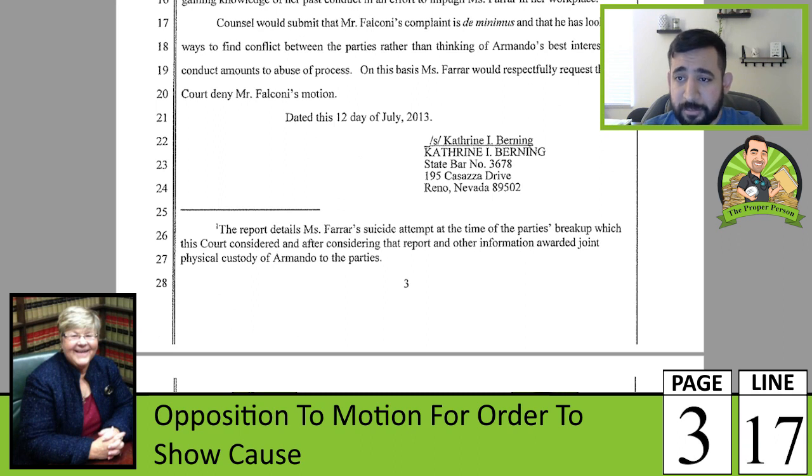Counsel would submit my complaint is de minimis. What? And that I have looked for ways to find conflict rather than thinking, oh, okay. So here is what the attorney's doing again.